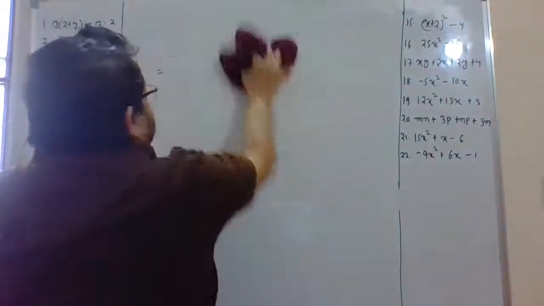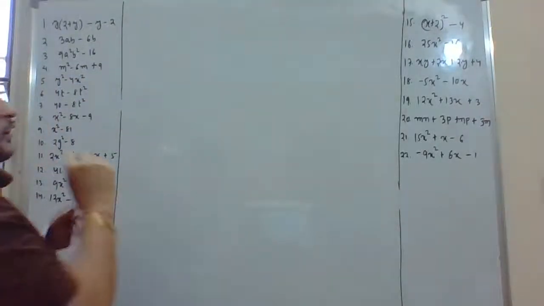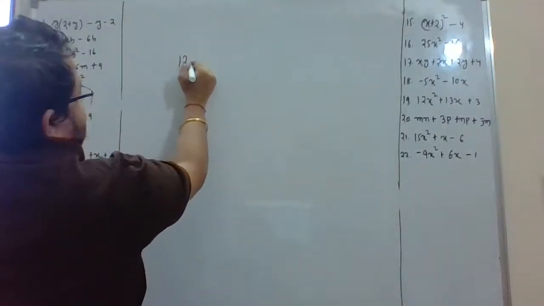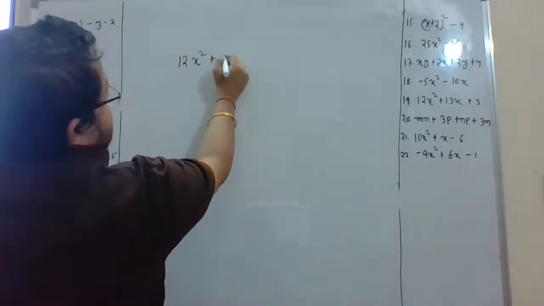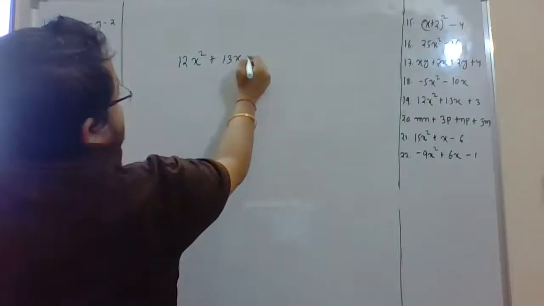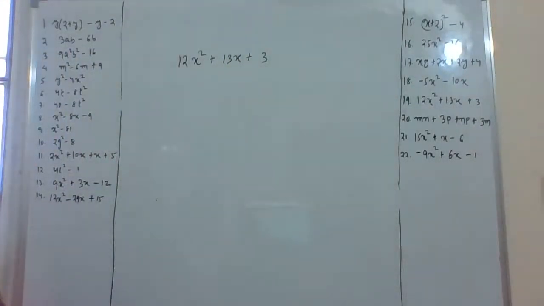So now let's move on to practice problem number 19, that is 12x squared plus 13x plus 3. 12x squared plus 13x plus 3.